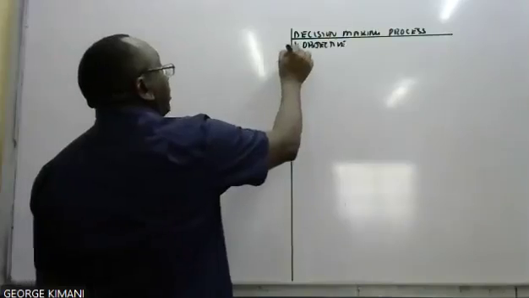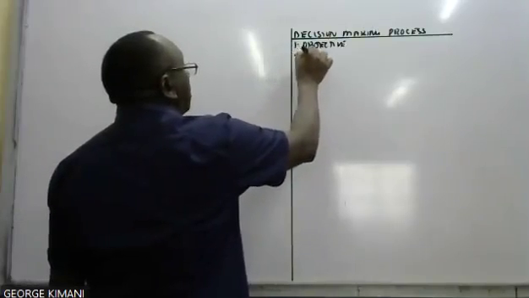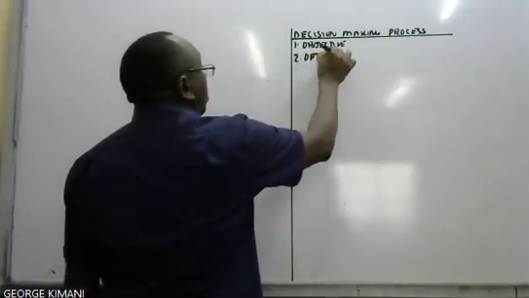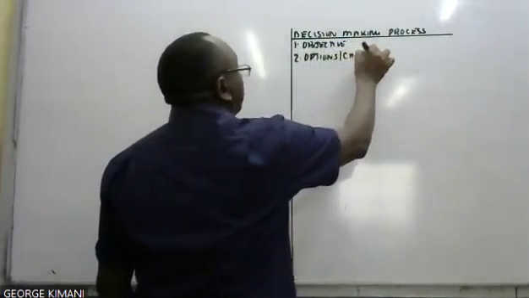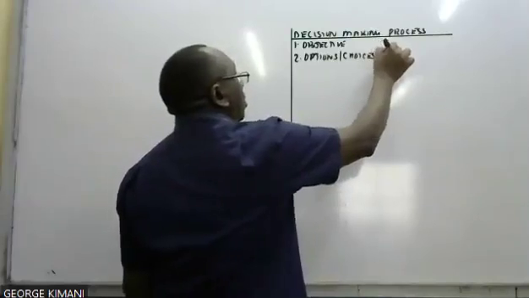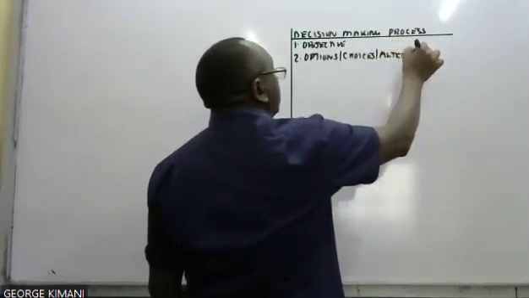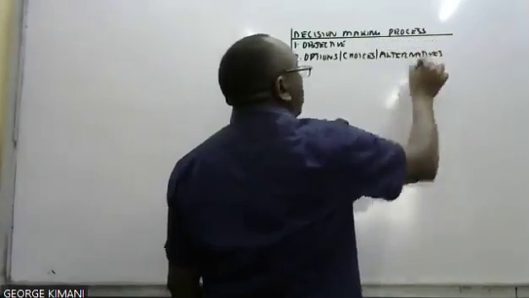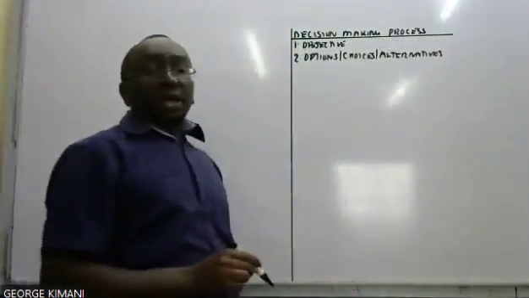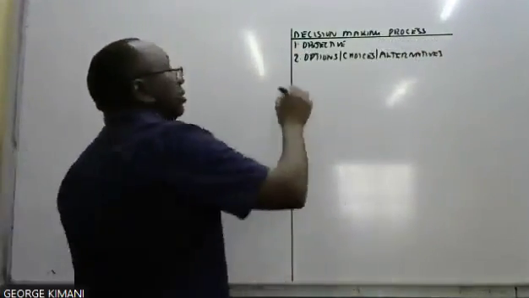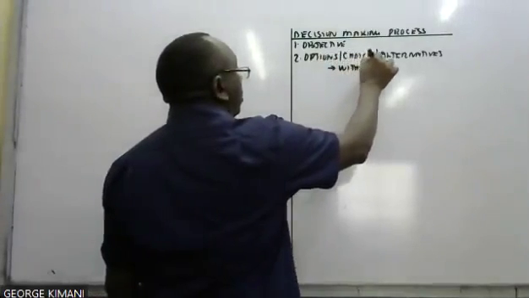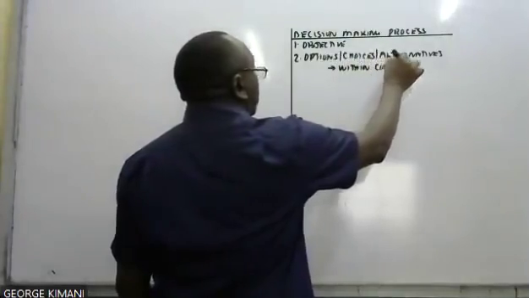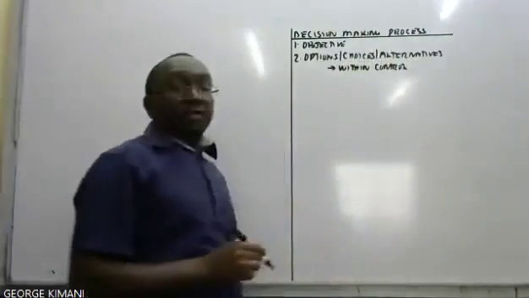Number two, you identify what we call the options. Options are also what people call choices. They are also what people call alternatives. And why they are called so is because they are within control. They are within control of the decision maker.